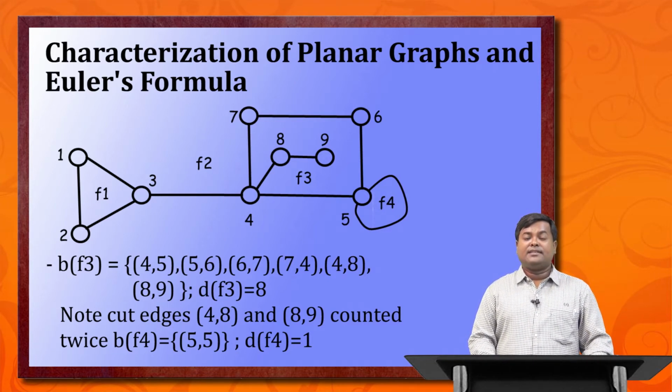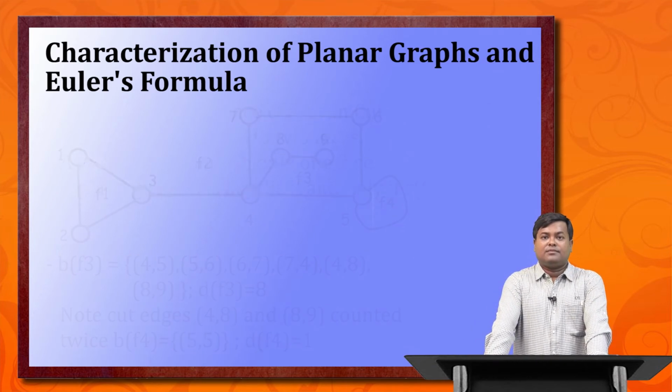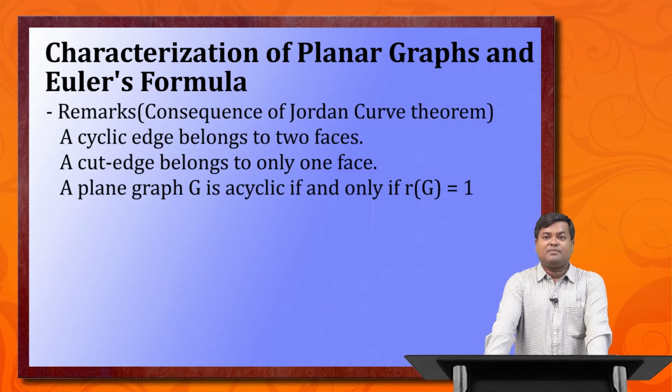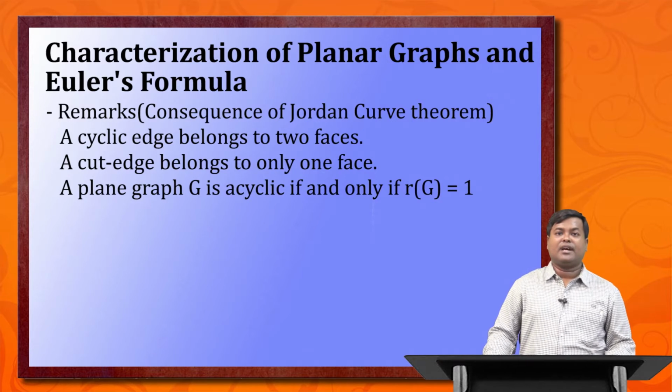And the final thing is the F4 phase. The boundary of F4 comprises a single edge, that is actually a self loop 5-5, and the degree of that is also 1. Now we have a few more remarks, which are basically the consequence of the Jordan curve theorem.